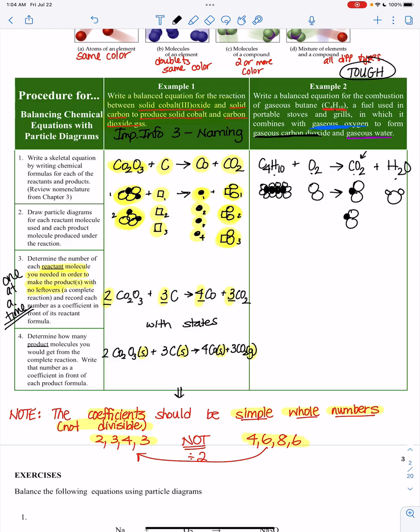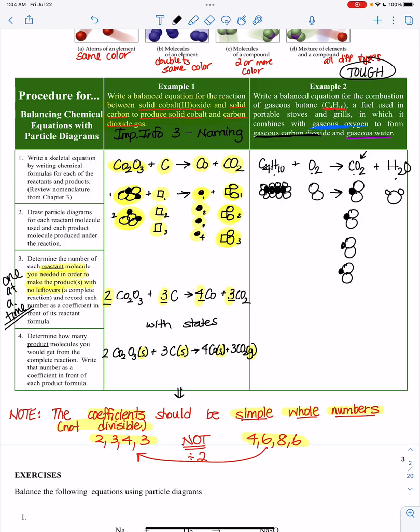Right now I have 1, 2. Here's a third one. And there we go. Here is a fourth one. Now I have equal number of carbons on both sides. That's great. All right, so I have 4 carbons on the left and 4 on the right.